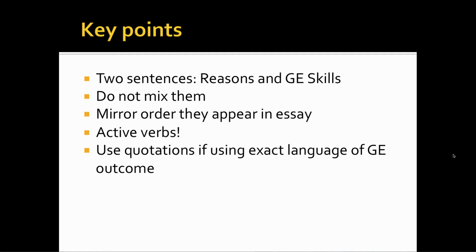You want to mirror the order that they appear in the essay in the thesis. So you may be mixing your paragraphs. You may have one paragraph reasons, another GE skills, and so on. But in your reason thesis, you list the reasons as they appear in the paper. In your GE skills thesis, you list the skills in the order they appear in the paper.